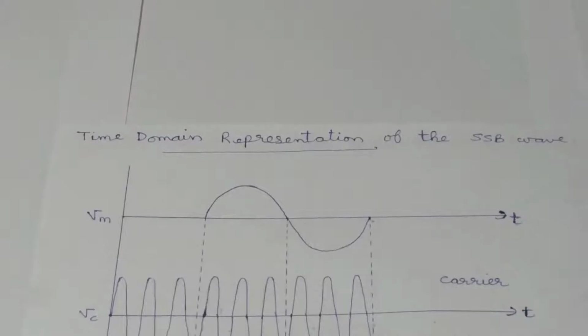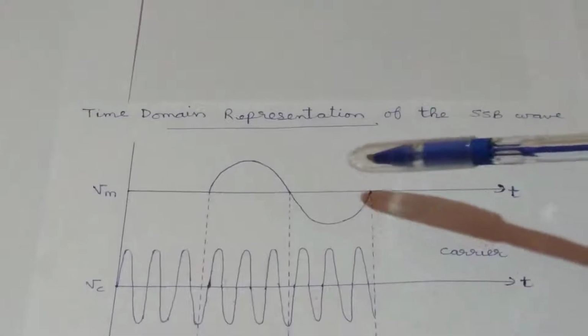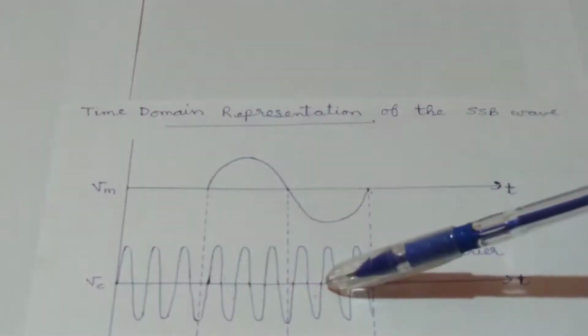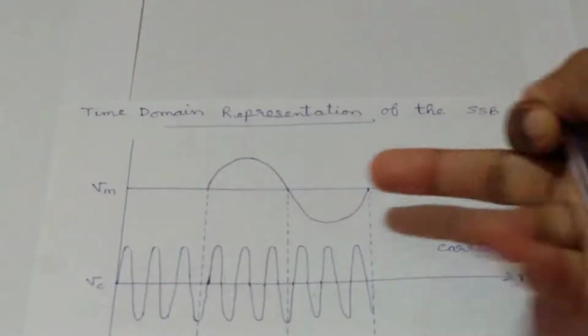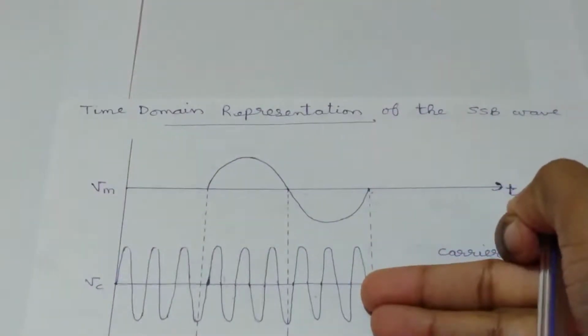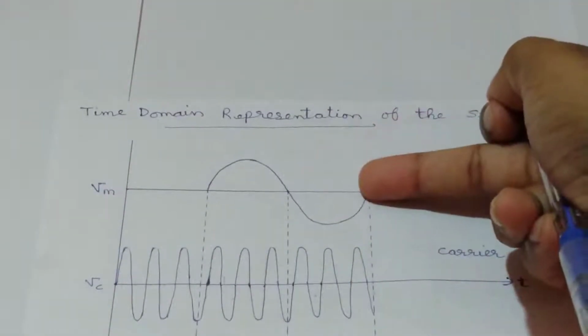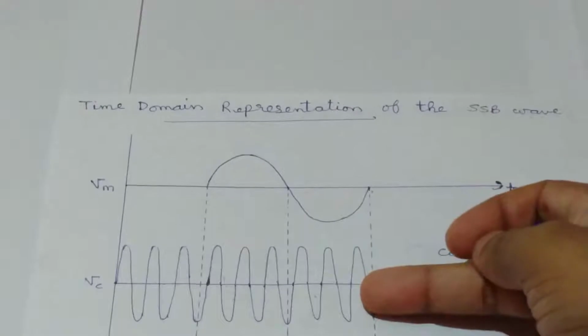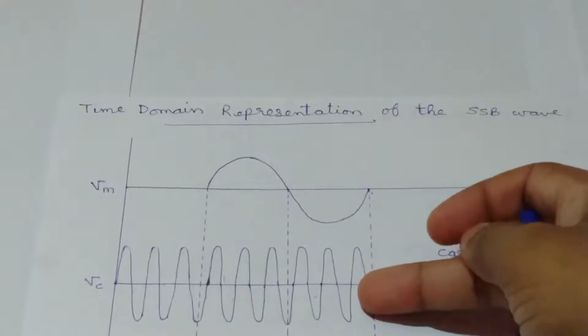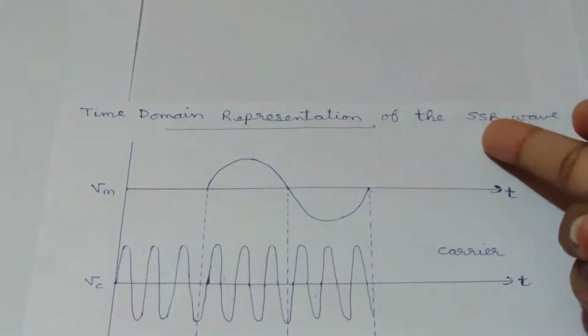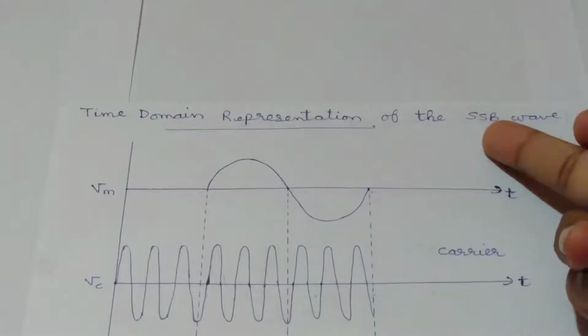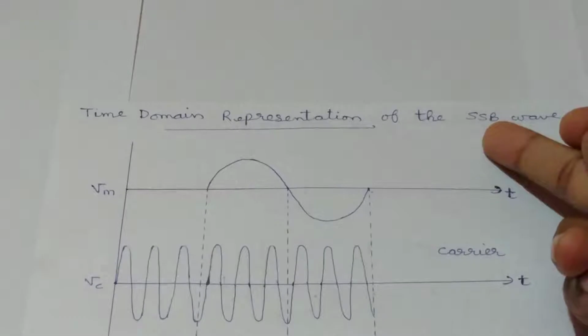Let's now consider the time domain representation of the single sideband wave. First consider our VM and VC waves. This is our information signal and this is our carrier signal. Our information signal is a low frequency signal and our carrier signal is a high frequency signal. We know that in the single sideband technique, we transmit either the upper sideband component only or the lower sideband component only. So consider the case where we are transmitting the upper sideband component.